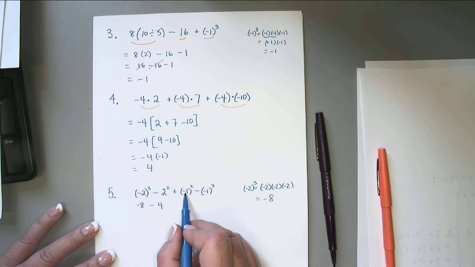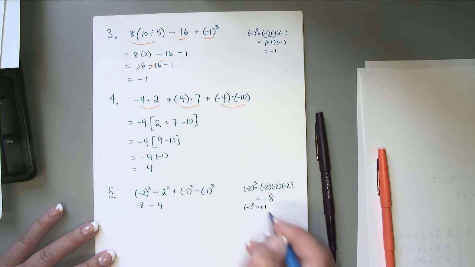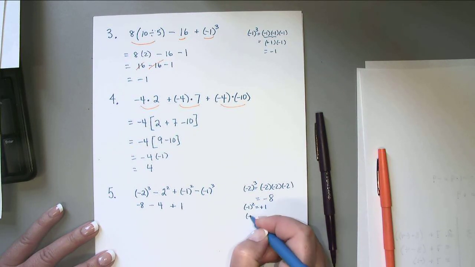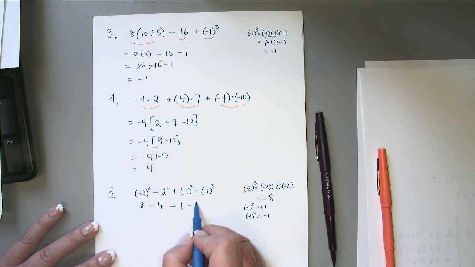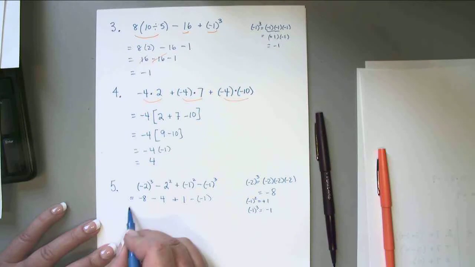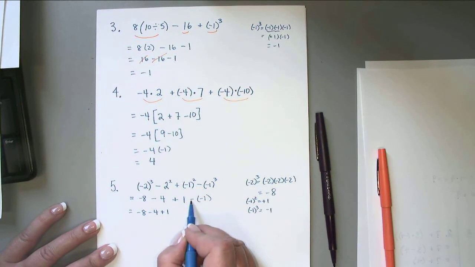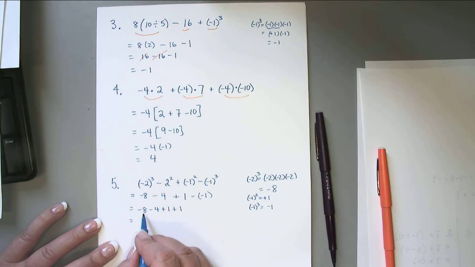Here we've got a negative 1 squared, which is negative 1 times negative 1, which is positive 1. And here a negative 1 cubed, which is negative 1. And then there's another negative sign there, which will make it a positive. Put an equal sign. Make sure you don't have any double signs. Negative and negative is a positive. And then here we've got minus 8 minus 4 is minus 12. And 1 plus 1 is 2, minus 12 plus 2 is minus 10.